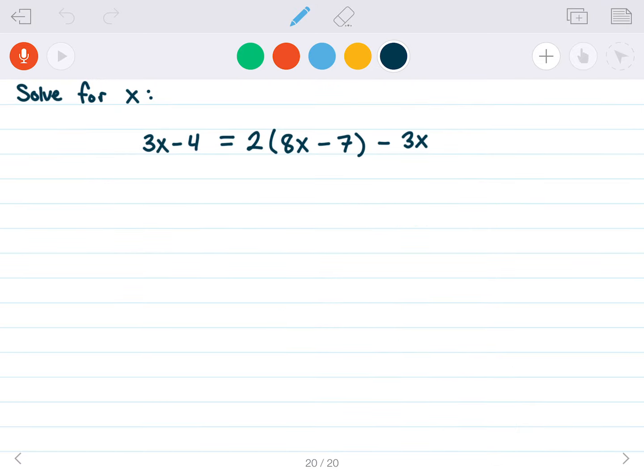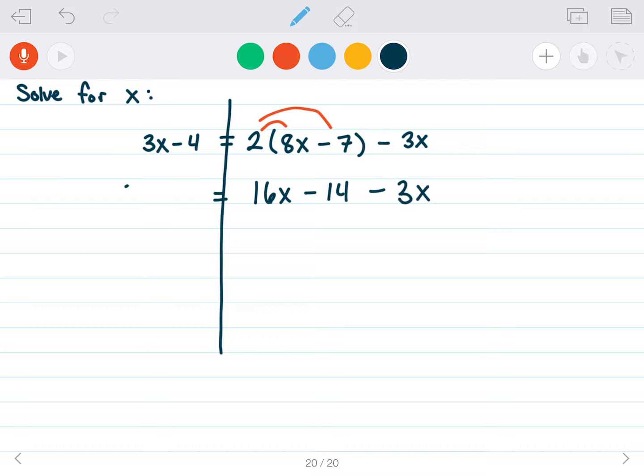Let's do one more. Okay, drawing my line through the equal sign. I'm going to work on the right side first because it's the most complicated, and I see parentheses that I can distribute. Use the distributive property. So that's what I'm going to do first. I'm going to distribute the 2 in there, and 2 times 8x is 16x, and 2 times negative 7 is negative 14. And I still have this negative 3x at the back. And on the left side, I have 3x minus 4.